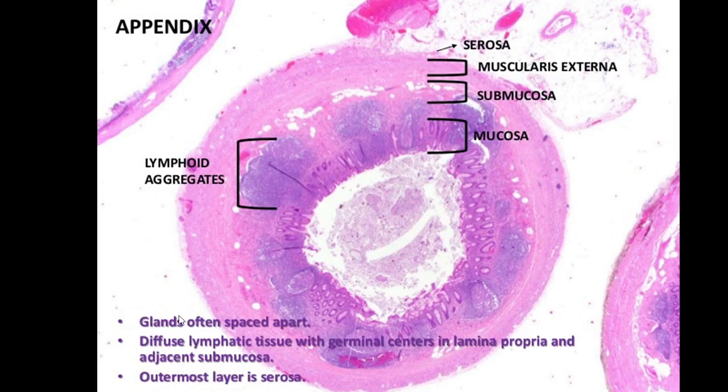The glands are often spaced apart. There is diffuse lymphatic tissue with germinal centers in the lamina propria and adjacent submucosa, and that's why it is called the tonsil of the abdomen. The outermost layer is the serosa.